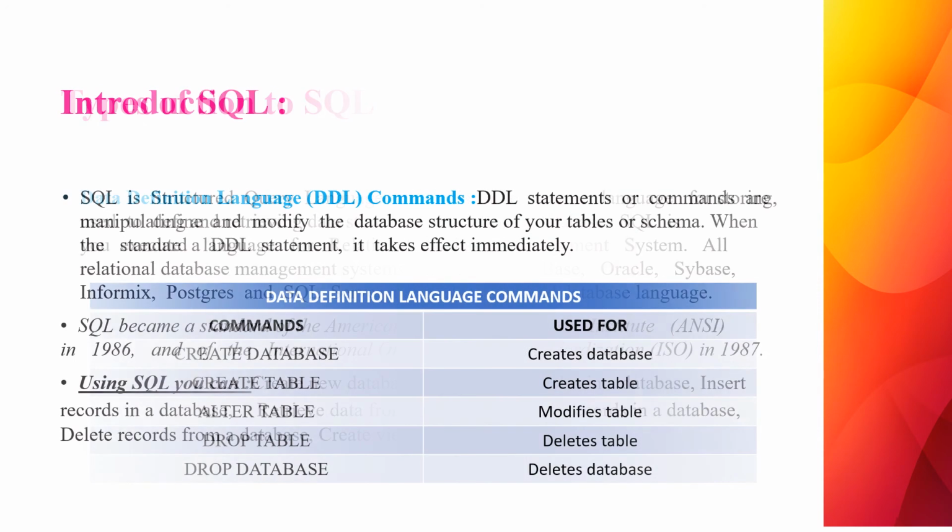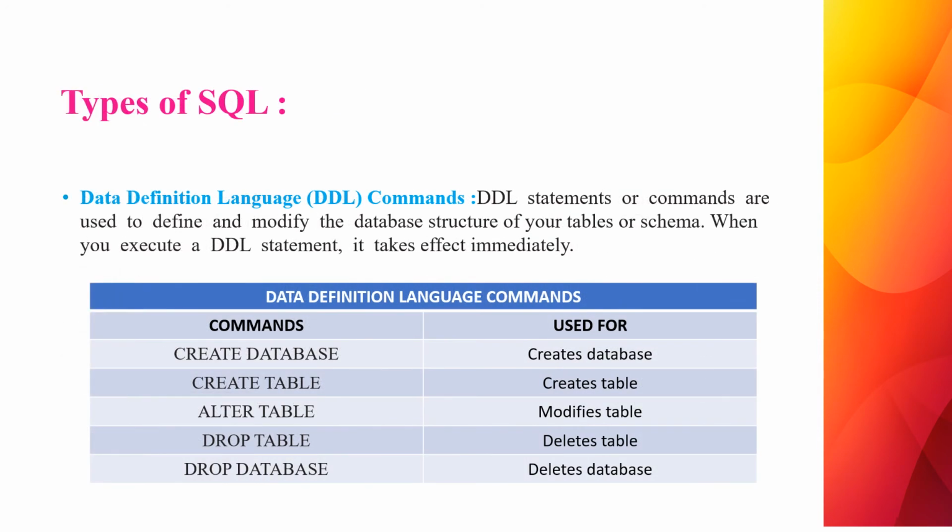Now there are different types of SQL. The first type is data definition language. So these statements or commands are used to define and modify the database structure of your tables. When you execute a DDL statement, it takes effect immediately. Now all the commands which are related to the table and databases are included in the DDL.